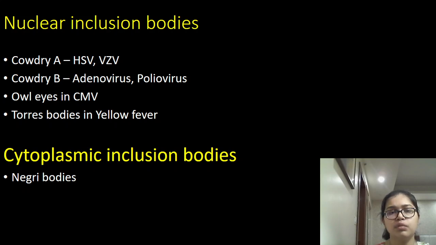We'll just go over two small things before we end. Nuclear inclusion bodies: Cowdry A type are seen in HSV and VZV infection. Cowdry B in adenovirus and poliovirus infection. Councilman and Torres bodies in yellow fever. These are nuclear. Cytoplasmic inclusion bodies are Negri bodies. Also, the Henderson-Patterson bodies are also cytoplasmic inclusion bodies.